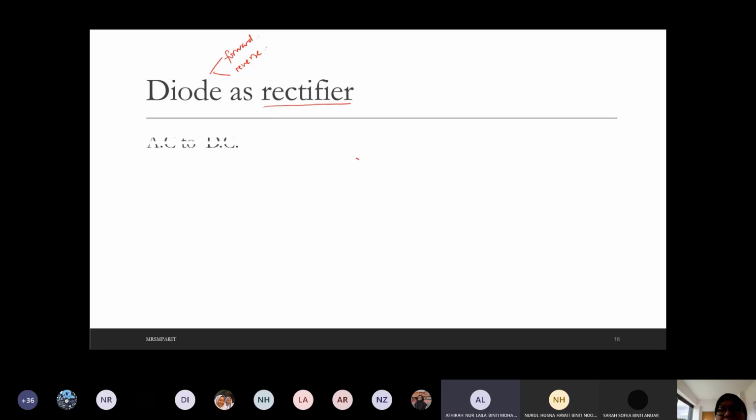So what does that mean? Okay, soalan boleh tanya, what is the meaning of rectification? Kalau rectification, okay, rectification is a process. Okay, now rectifier. Rectifier adalah benda. Apa benda yang menjadi rectifier? Diode. Okay, apa yang dia rectify? Dia rectify AC to DC.